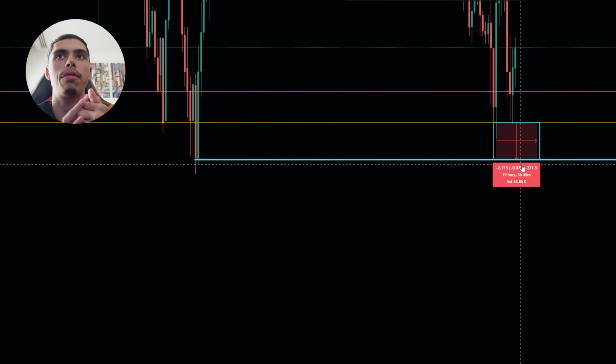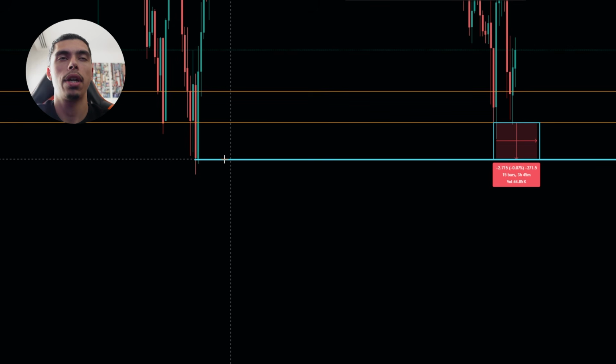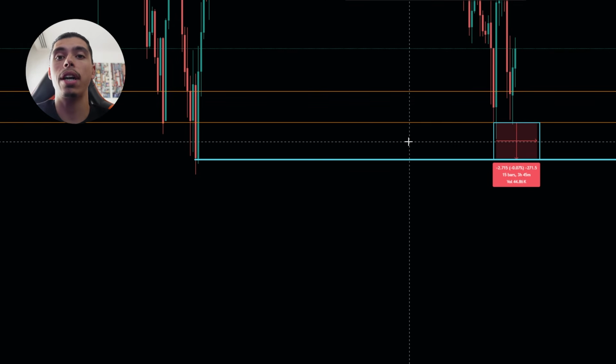So this is how you identify your zones. You're just looking for clean candles. And these lines become what? Targets. Now they're becoming targets because that's where we're going to look to take profit. We're going to be looking to take profit at our next zone. And we trade from zone to zone.